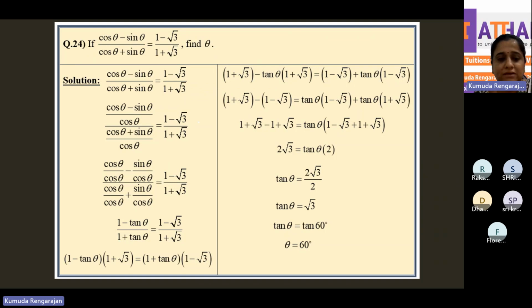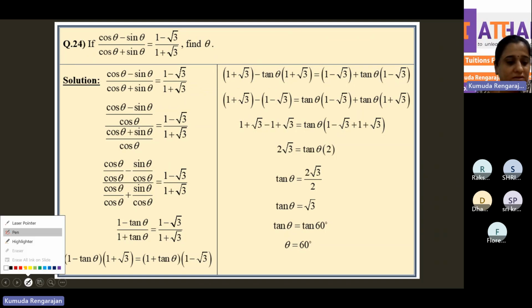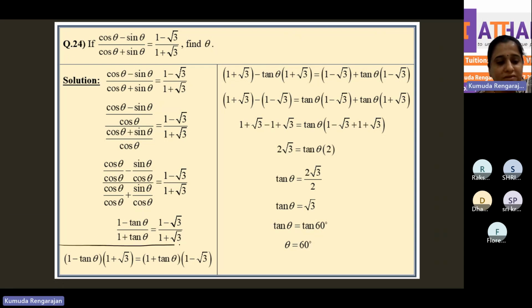Now here we do the same thing till here. Actually, at this step, we compare: tan theta is equal to root 3. So tan theta is equal to tan 60 degrees, theta is equal to 60, and we finished the answer. You can also proceed like this by cross multiplying and finding theta, not by comparing both the sides, but finding theta. So you can cross multiply.